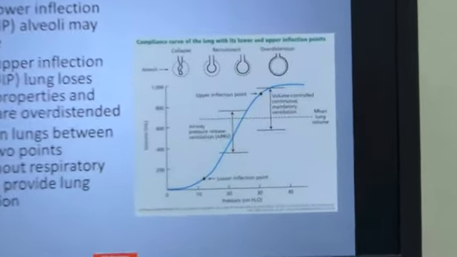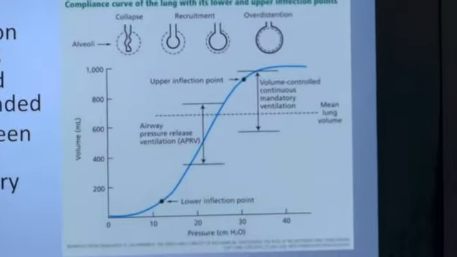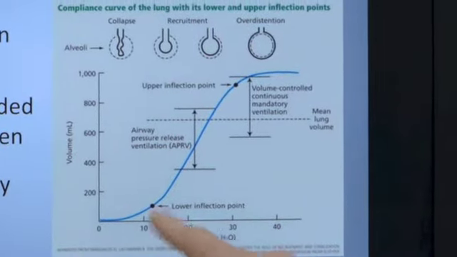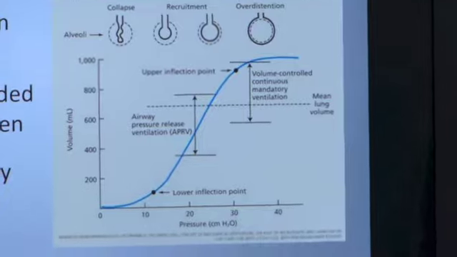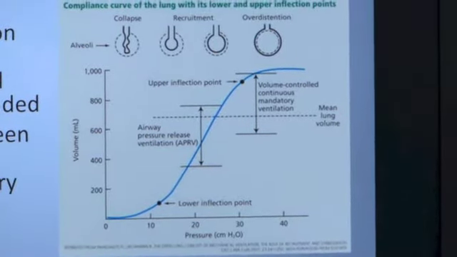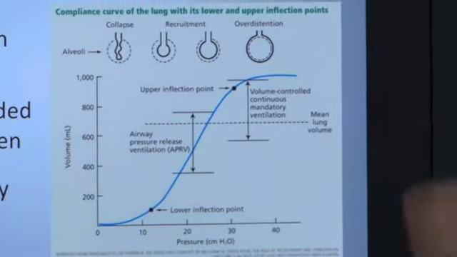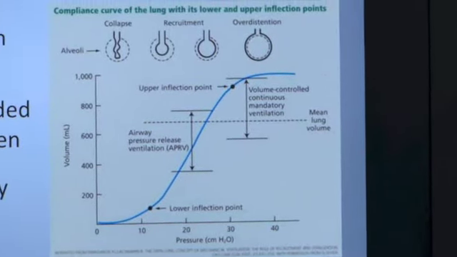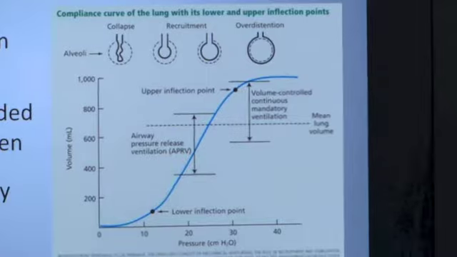If you violate the lower inflection point, that's called alveolar rapid expansion and collapse injury. And if you violate the upper inflection point, that's called barotrauma or volutrauma, one of the two. So the safe way of ventilating people is between those two points.